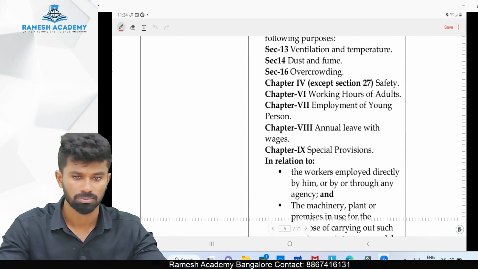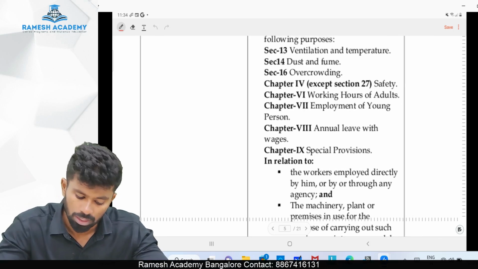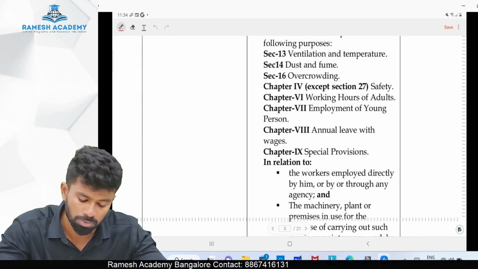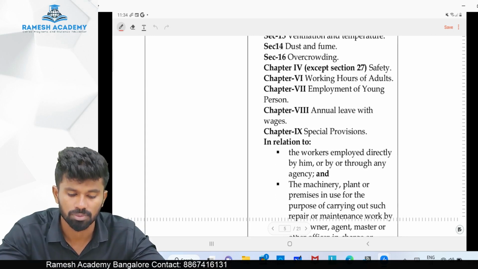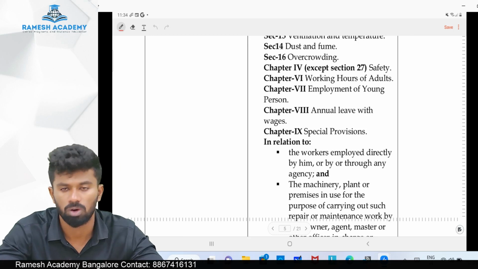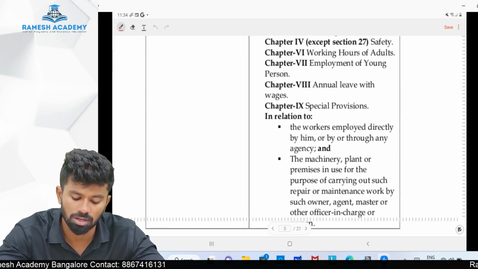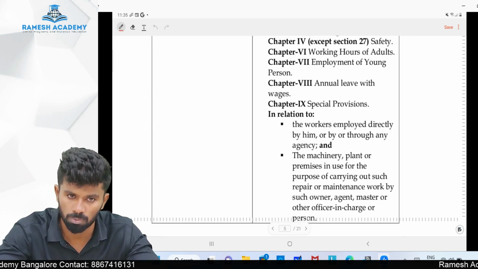Duty of whom? The owner of the ship. Dust and fume, owner of the ship. Overcrowding, owner of the ship. Safety measures, it should be the duty of the owner of the ship. Then working hours of adults, it belongs to the owner of the ship.